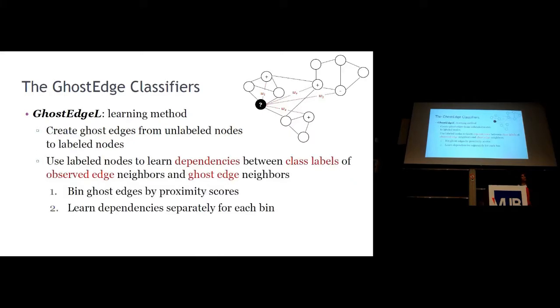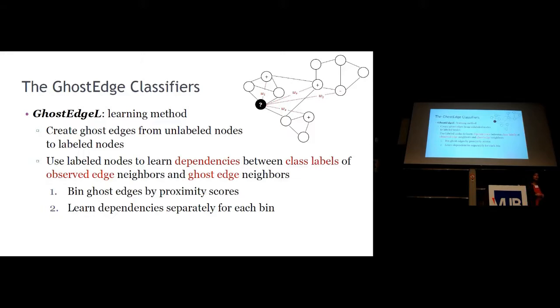And the other approach is the learning approach, where I'm like, well, I don't have this total homophily, so I actually have to learn what the relational dependency is. And so here we create the ghost edges just as before by doing an even step random walk with restart. Then we're going to have to actually learn the dependencies between the class labels of the observed edges and the ghost edges.